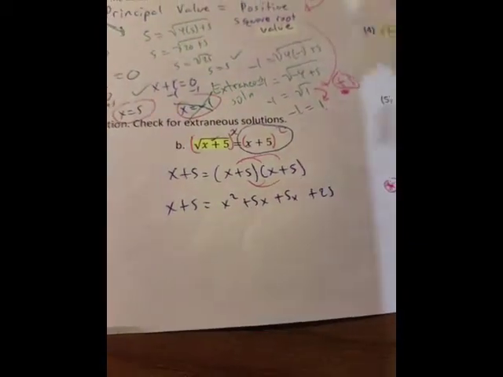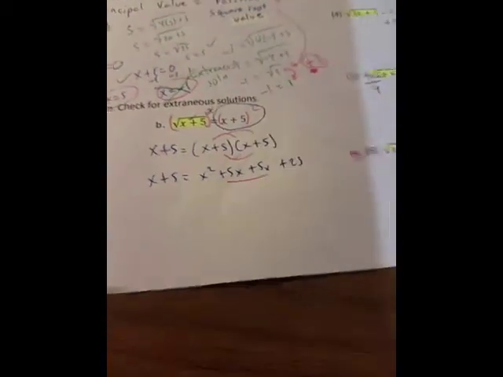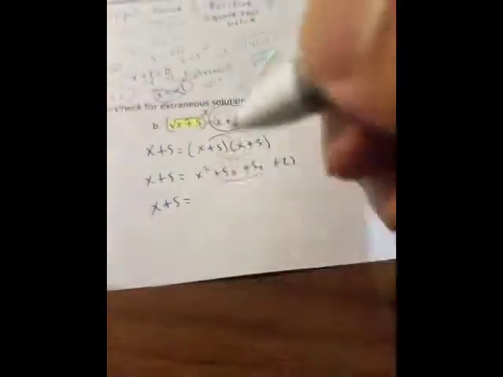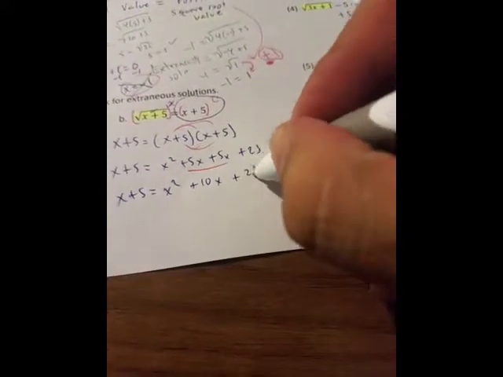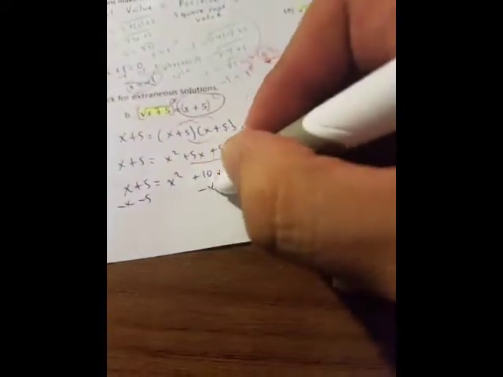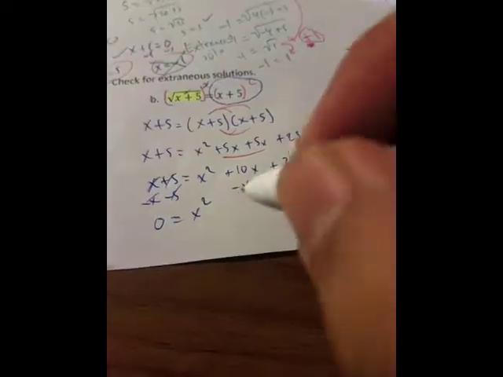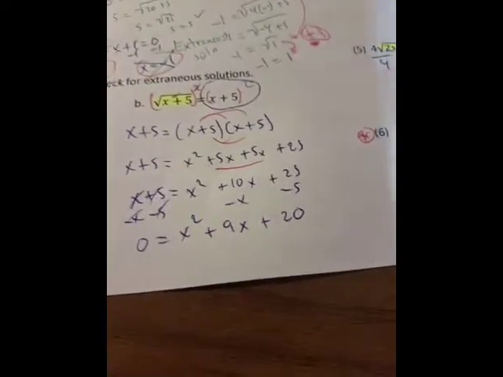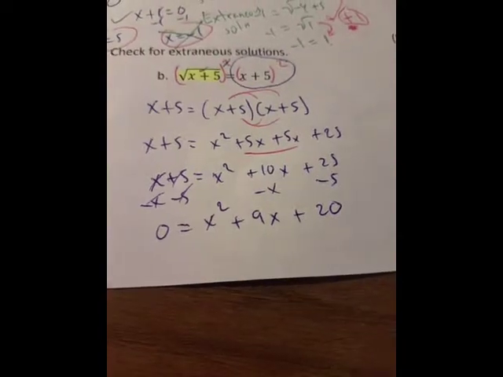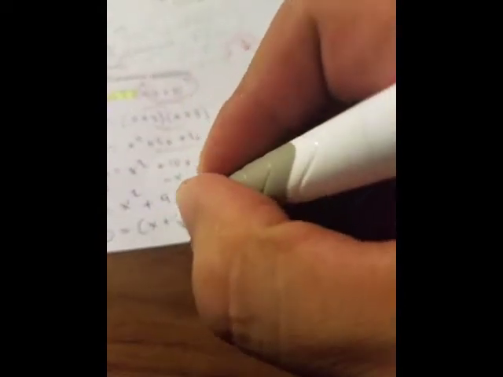And then here you combine the middle. Okay, rewrite things. x plus 5 equals x squared plus 10x plus 25. Combine. Minus 5, minus 5, minus x, cancel, cancel, cancel, cancel. 0 equals x squared plus 9x plus 20, and that is 5 and 4. Yes. 0 equals (x plus 5)(x plus 4).